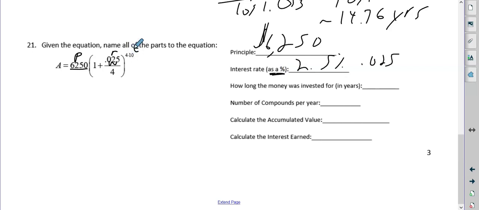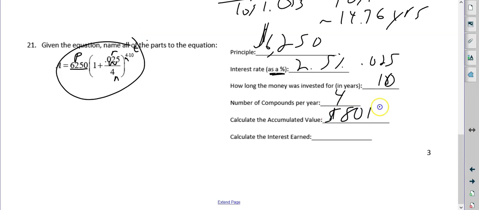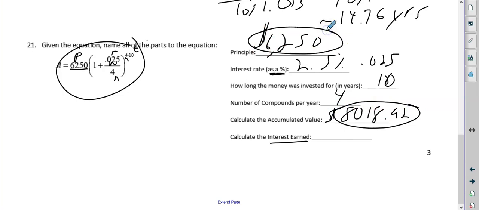How long the money was invested in years? That's right here, T, time. Number of compounding periods, that is N here and N here, 4. Calculate the accumulated value. That means just type this whole thing into the calculator, and what you end up getting is $8,018.92. And the interest earned is you take this amount minus this amount. And that will give you $1,768.92. And that's it.